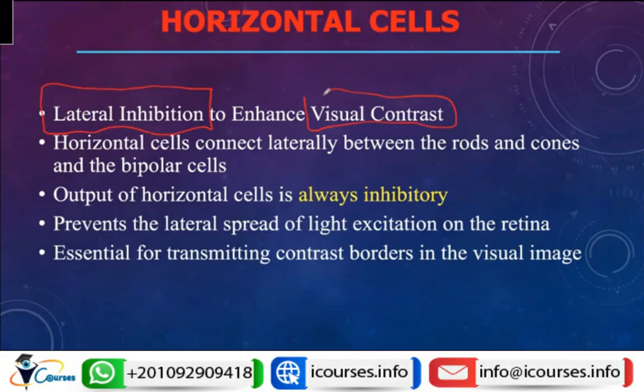As the horizontal cells spread laterally, they connect the rods and the cones so that they can modulate the amount of electrical charges. Unlike the bipolar cells and the photoreceptors, they don't have excitatory and inhibitory types. They are always inhibitory. This is very important. They prevent the lateral spread of light excitation on the retina, leading to enhancing the contrast of the image.